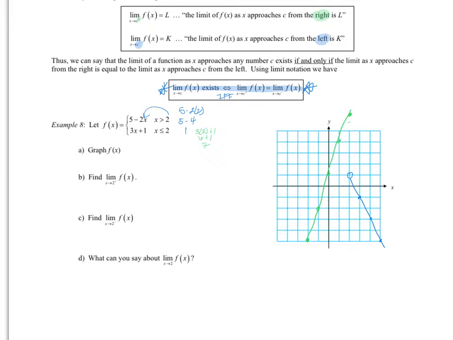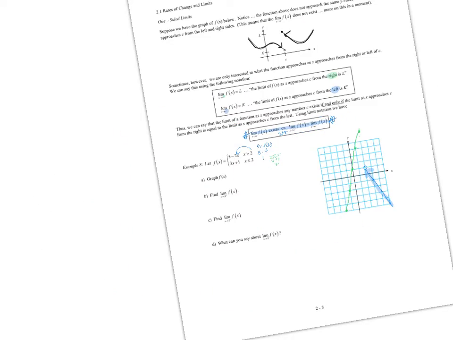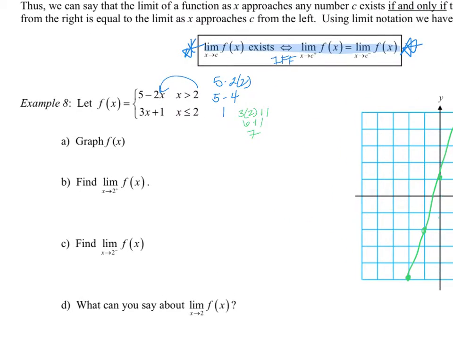So let's find the limit as x approaches 2 from the right of f of x. I'm tracing the function from the right, tracing the function towards 2 on the right-hand side. As I trace the function towards an x value of 2, what y value do I approach? Well, the y value that I approach is 1.